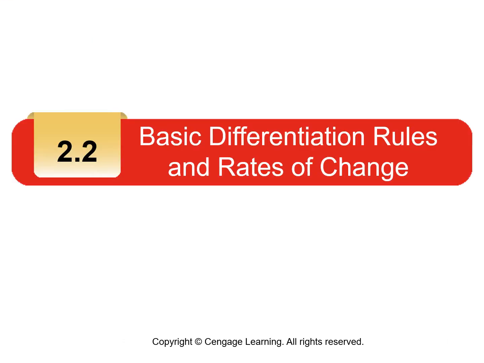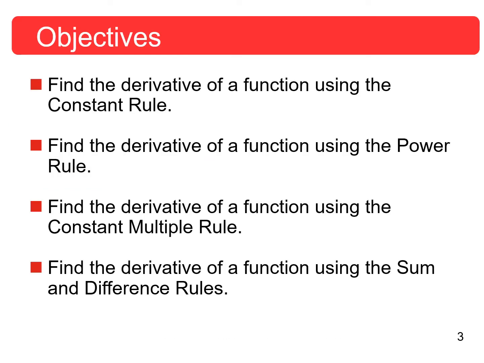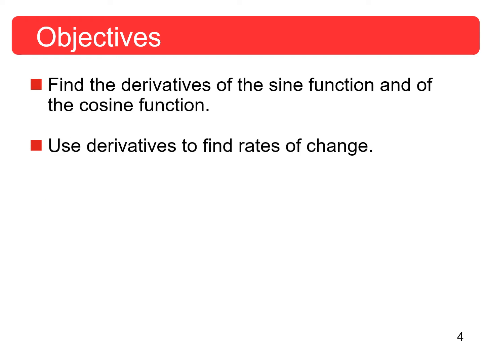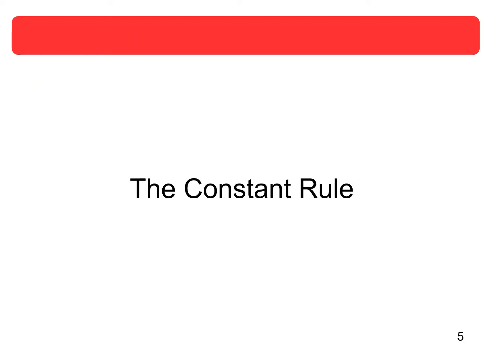Let us now discuss the basic differentiation rules and rates of change. The goals for this lesson are to help you find the derivative of a function using the constant rule, the power rule, the constant multiple rule, and the sum and difference rules. And then help you find the derivatives of the sine function and the cosine function, and then use derivatives to find rates of change. Let's talk about the constant rule.